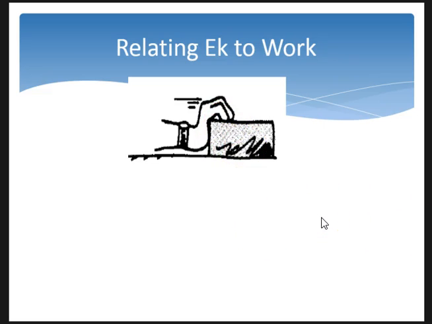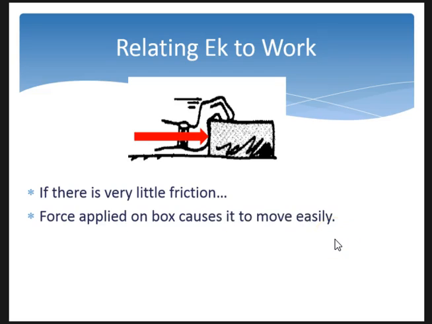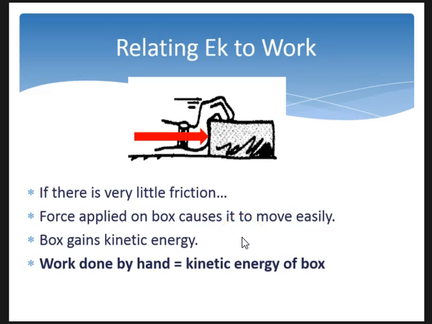Now, let's assume that there's very little friction present between the box and the floor. If that's the case, the force applied on the box will be able to move it very easily. In other words, we just need very little force to move the box. Even then, we recognize that there is some work done, right? As a result of this work done, the moving box would have gained kinetic energy. So how do we relate kinetic energy to work? Simply by this: the amount of work done by the hand will be equal to the kinetic energy of the box.